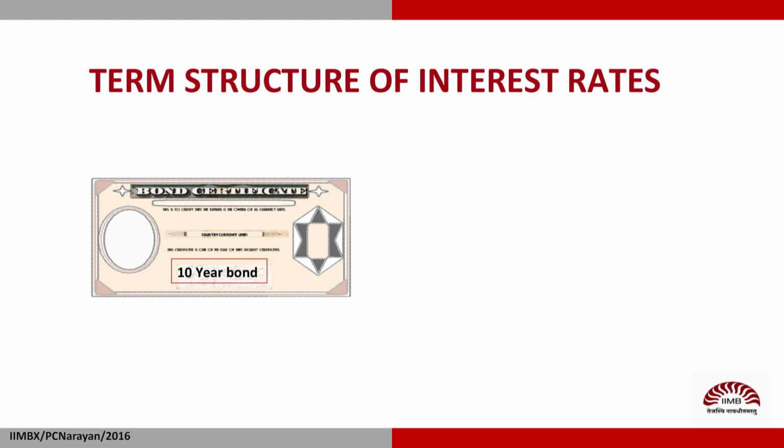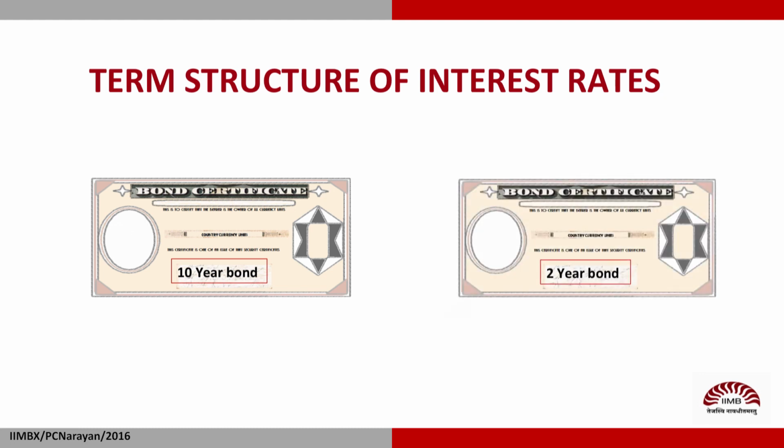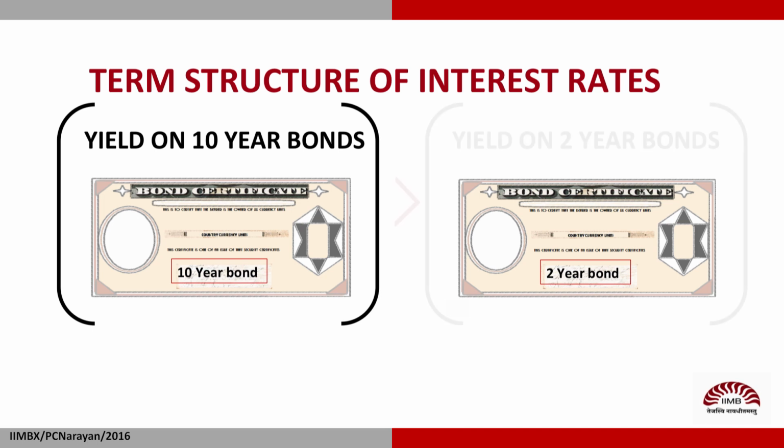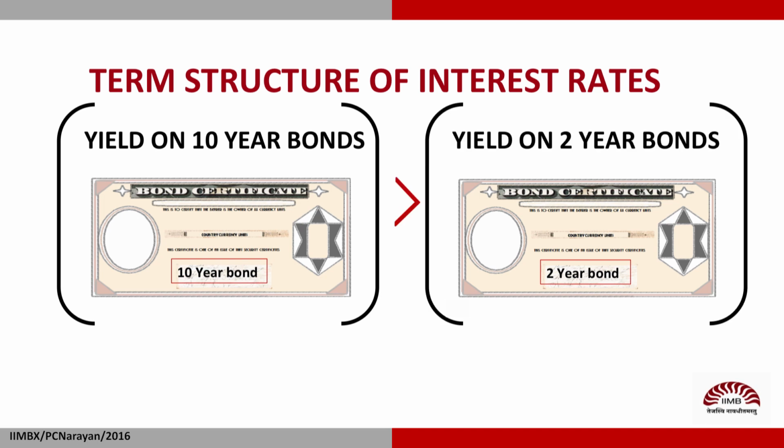Hi, in this session we will look at a very important concept in the world of banking and financial market, term structure of interest rates. Essentially, term structure of interest rates refers to the relationship between the term to maturity and the annualized yield. What this means is, if you are holding two bonds, one a 10-year bond, and the other a 2-year bond, the yield on the 10-year bond would be higher than the yield on the 2-year bond.